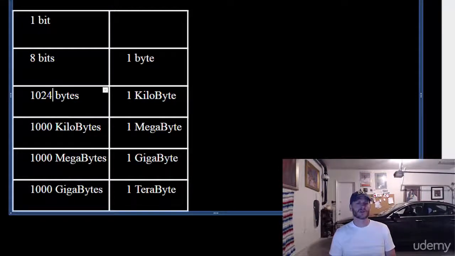The reason it's 1,024 is because that's a power of 2. We have 2, 4, 8, 16, 32, 64, 128, 256, 512, 1024. However, to keep things simple, I always just say it's 1,000. But if you want to be absolutely accurate, it's 1,024. It's just a lot easier to remember. It goes from a bit, to 8 bits is a byte, and then 1,000 bytes is a kilobyte.